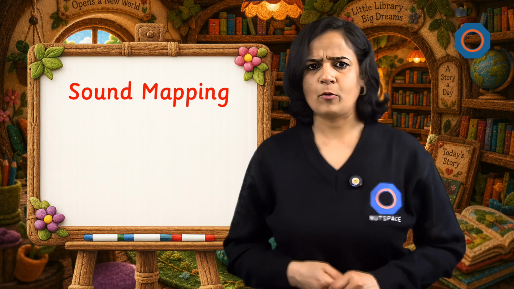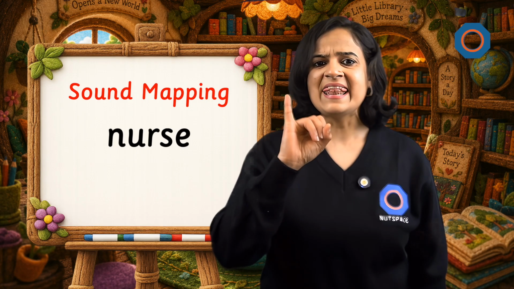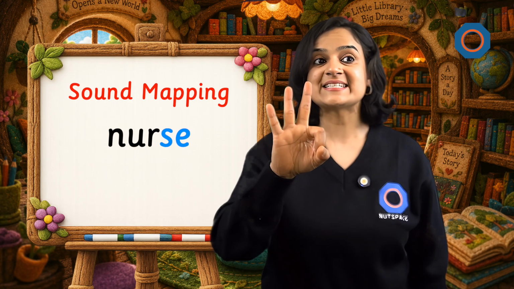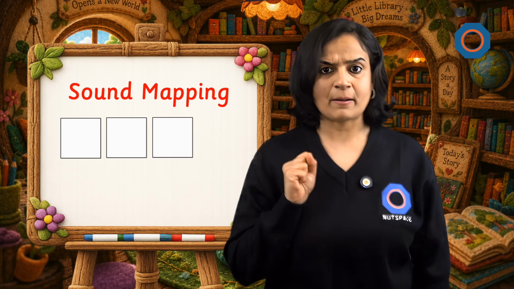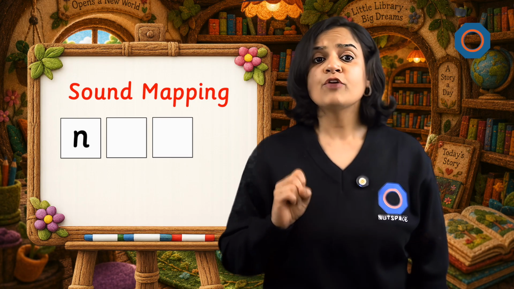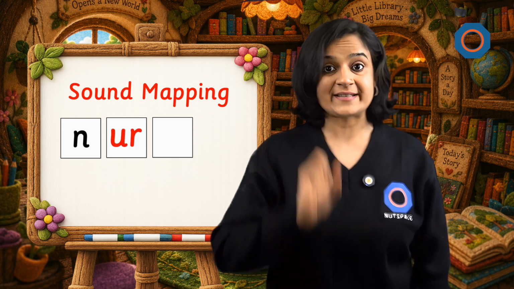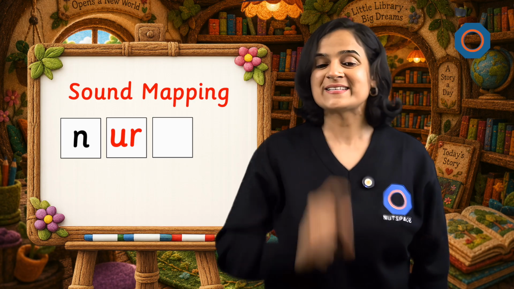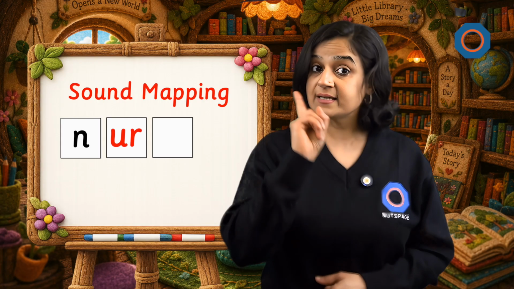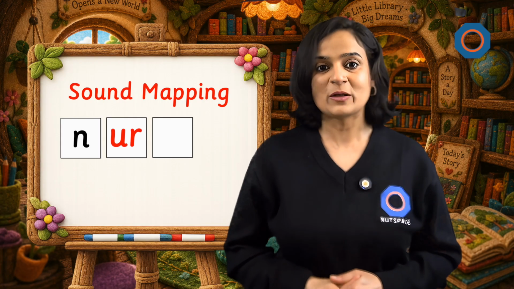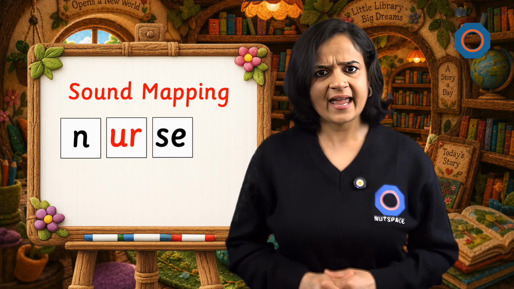Let's take a tricky one now. How about nurse? How many sounds do you hear? N, R, S. I hear 3 sounds. Let's quickly map the graphemes that represent these sounds or phonemes. For N, it's the letter N. For R, it's 2 letters, U-R, but one sound. Even though these are 2 letters, they still make one sound, so we'll put them in one box. And S, it's the letter S.